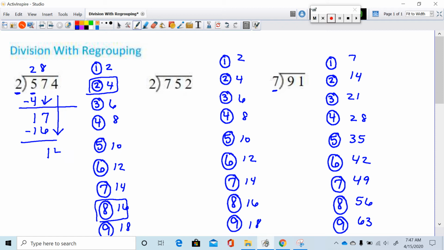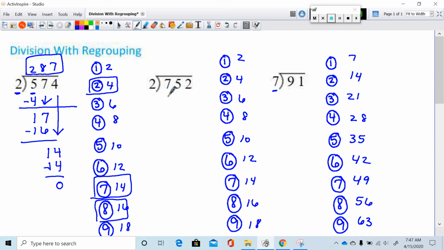Bring down the next number, 4, 14. Now this one's on there perfectly. So if it's on there perfectly, the number up front goes up top, and the number beside that goes underneath. You subtract. You will not have a remainder when it's perfect. So 574 divided by 2 is 287.